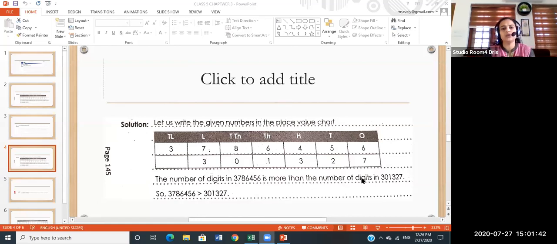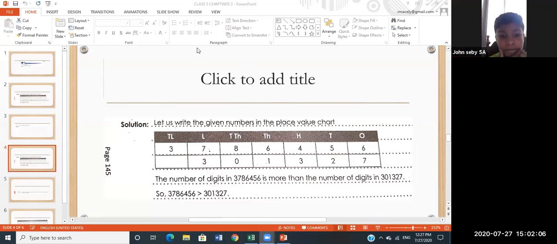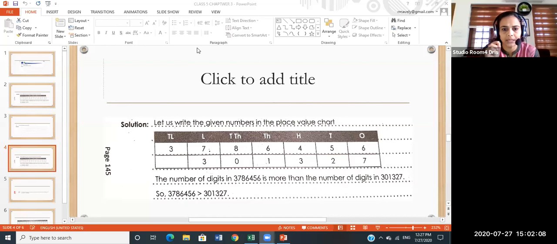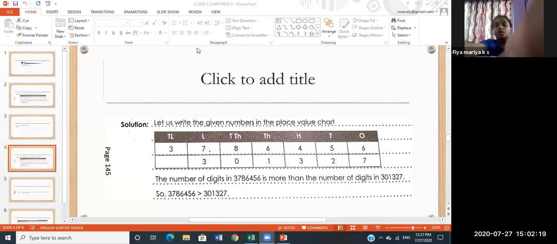So children, what I told you to do, you have to draw this box and write the place values: 1s, 10s, 100s, 1,000s, 10,000s, lakh, 10 lakh. Then write the second number in the same box, so both numbers are in the same box. Then it is clear from the table that the number with more digits is the biggest one. So write that bigger number, then keep the greater than symbol, then write the small number. No need to write the sentence about the number of digits in this being more than the number of digits in that. No need to write that.